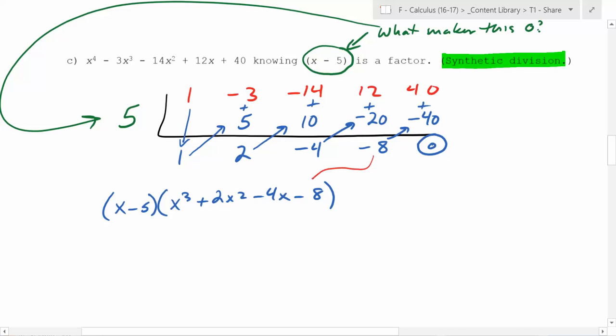Look, there's the -8, there's the -4, there's the 2, and there's the 1. The cool thing about synthetic division is that these numbers are the coefficients of the remainder. They're the coefficients of the remainder. And then we'd have to group.